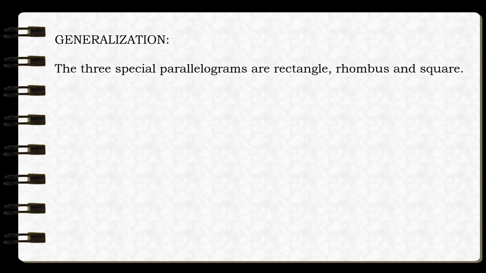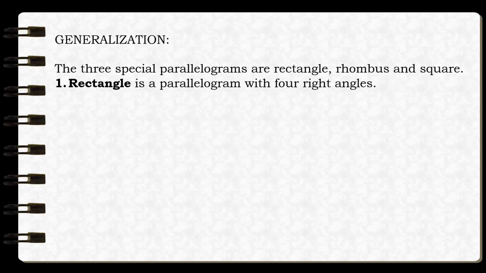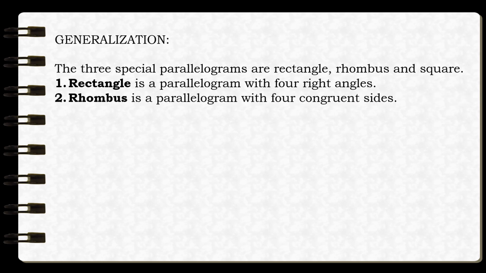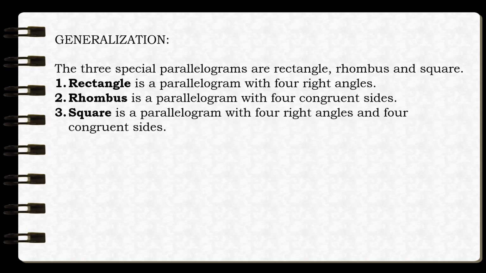Next example. Okay, let us sum it up. The three special parallelograms are rectangle, rhombus, and square. Number 1, a rectangle is a parallelogram with 4 right angles. 2, rhombus is a parallelogram with 4 congruent sides. 3, square is a parallelogram with 4 right angles and 4 congruent sides.